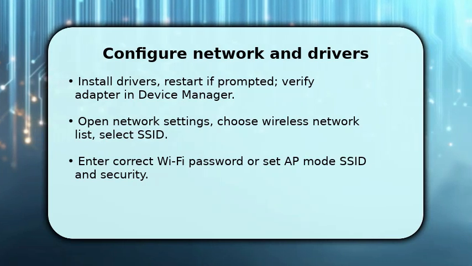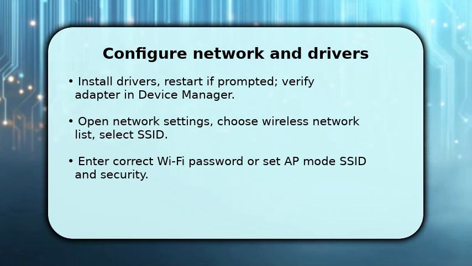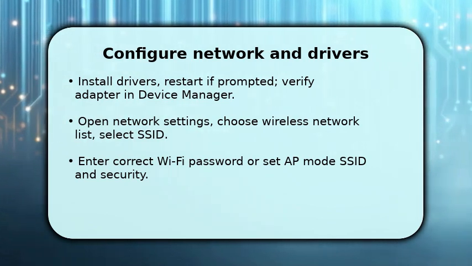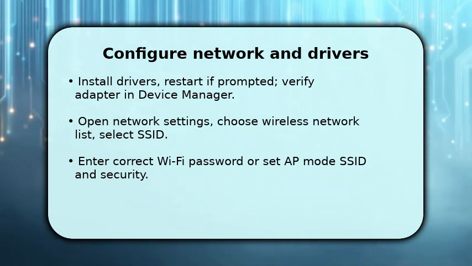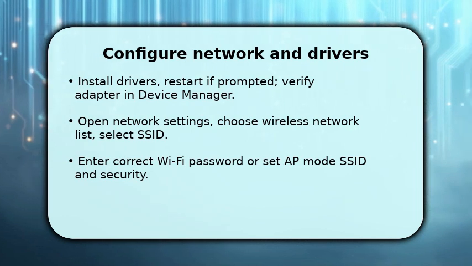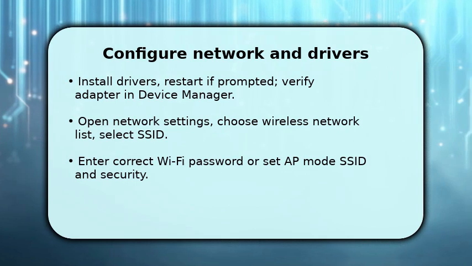Next, you install the drivers and restart if the installer prompts you. This ensures kernel modules load properly. After reboot, confirm the adapter shows in Device Manager or Network Interfaces. Enable it if disabled. Then open your OS wireless list, find the target SSID, and click Connect.